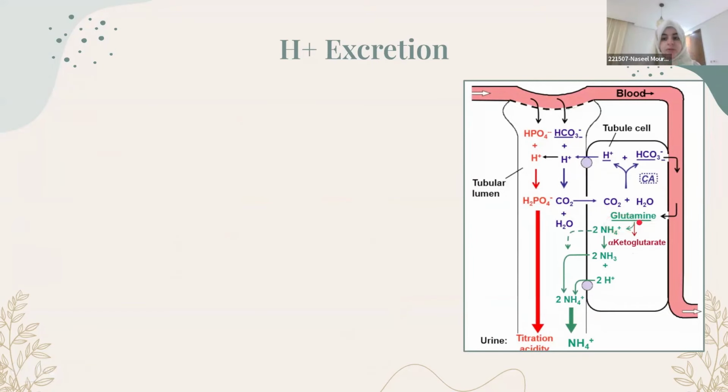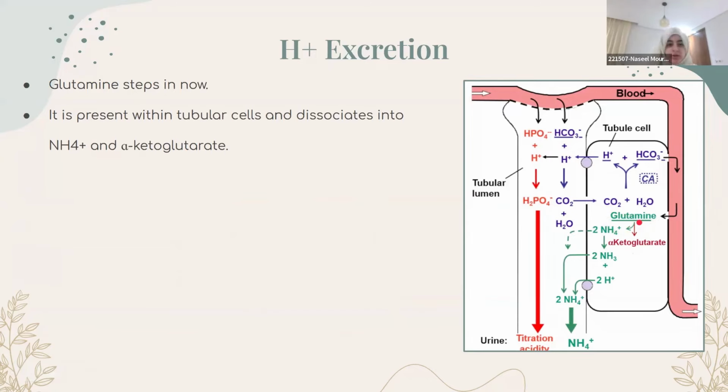Okay, this one over here. Now this is basically an amino acid, and we have it in tubular cells, and this one would dissociate into ammonia, so NH4 plus, and alpha ketoglutarate. Okay, and it was very random, it came out of nowhere, but this is the way we can effectively excrete hydrogen. Now, this NH4 plus cannot go outside of the cell because it is charged.